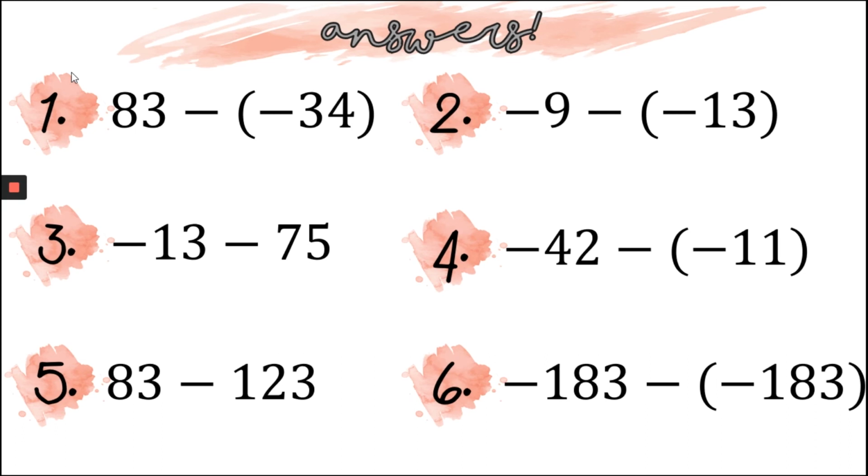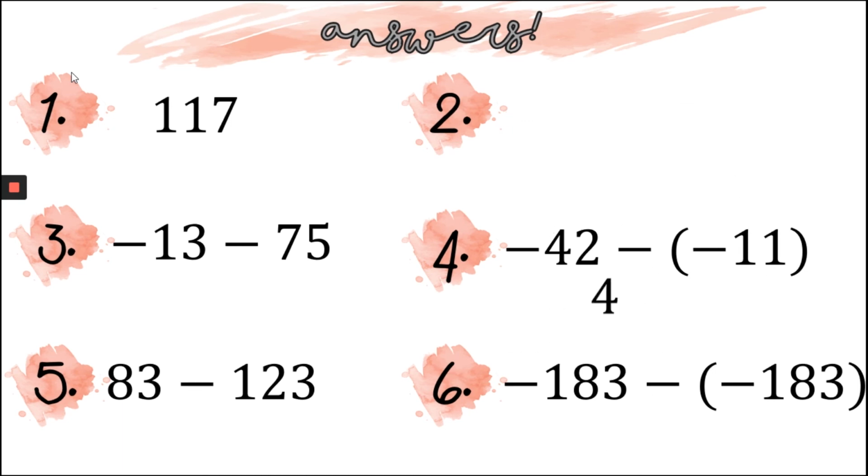So, number 1, 83 minus negative 34. So, we're getting rid of that negative debt. We're getting a return in this case because we have some money. And so we add them up together and we get 117. Boom. Number 2, we have negative $9 in debt and we get rid of negative $13 of debt. So I'm paying off my debt and I'm going to end up with more money than I started with. So I'm going to have $4.